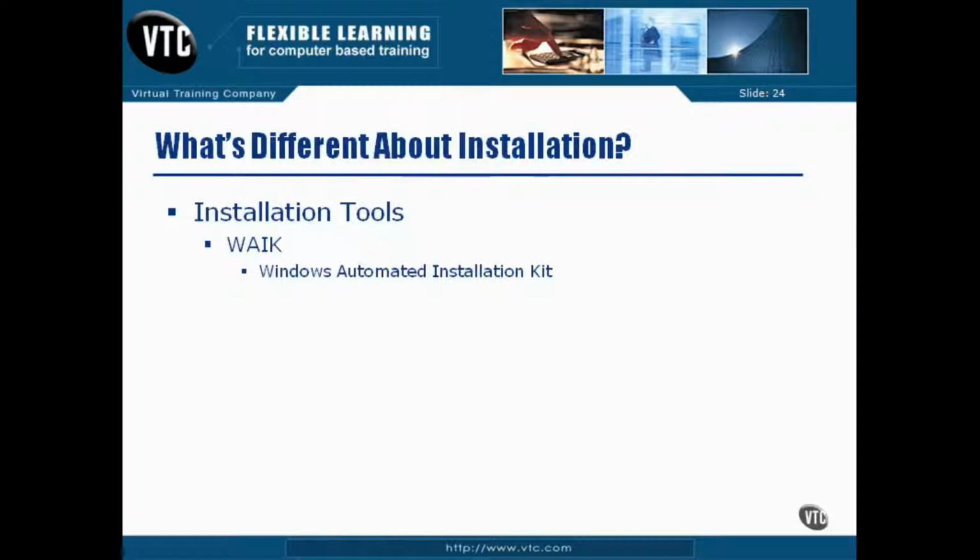The first one is the WAIK. This is the Windows Automated Installation Kit, and this actually got introduced in the Vista days. You can download this. Just go to www.microsoft.com and search for the Windows Automated Installation Kit, and you can download. Now, this thing's over a gigabyte, okay, so it'll take you a while, but you want to download this and install it, and it has quite a few tools in there that you can use.